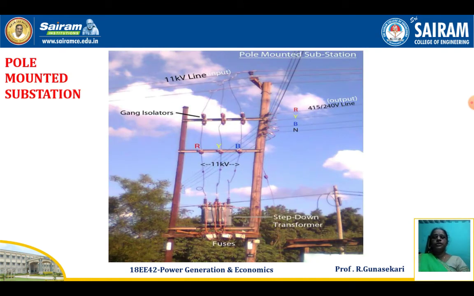See the pole mounted substation: the input line, you see the figure, 11 kV line input, isolator, GO switch, on R Y B, the colors red, yellow, blue, and neutral is black. Then the output is 415 volt, 240 volt line. Here the 11 kV step down transformer, fuses, all the parts are marked. This is the image of a pole mounted substation.